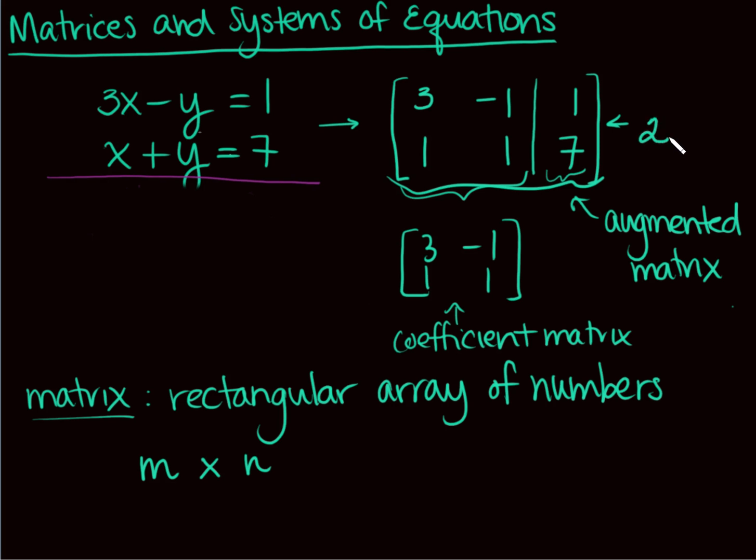It's rows and then columns. So this is what we call a 2 by 3 matrix. The m is the number of rows that the matrix has, and this n right here is the number of columns.